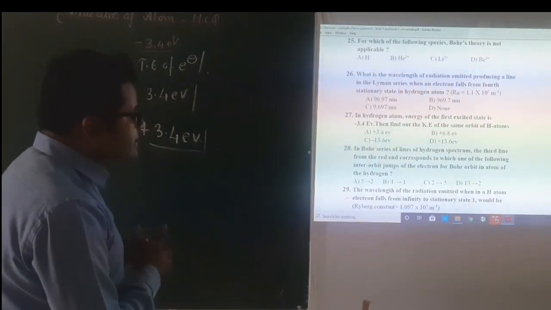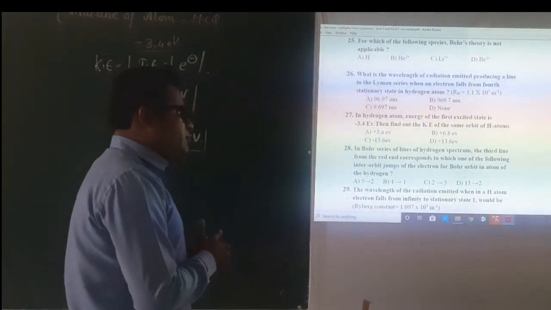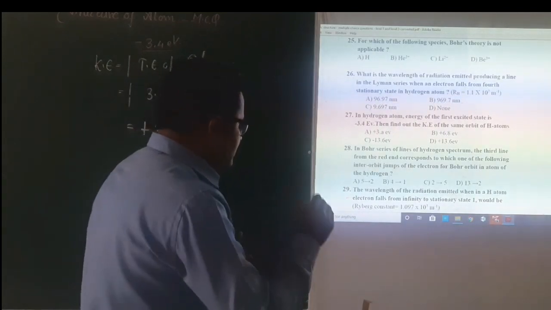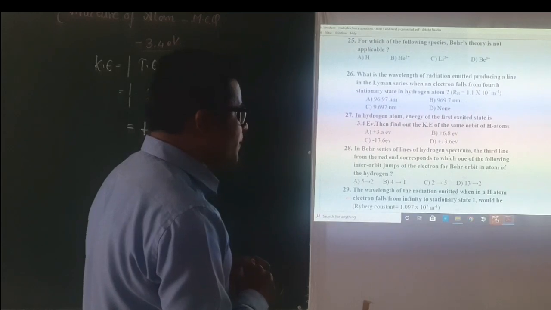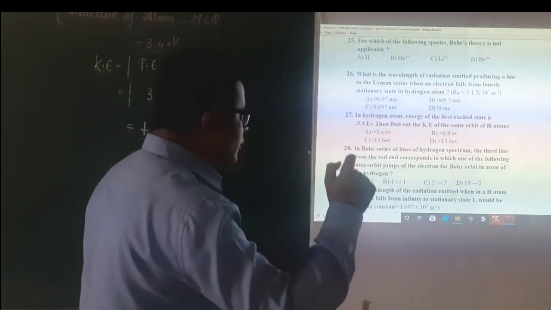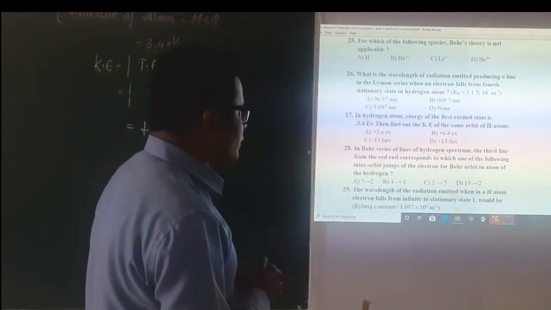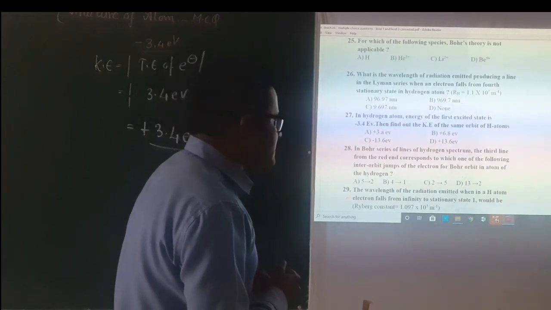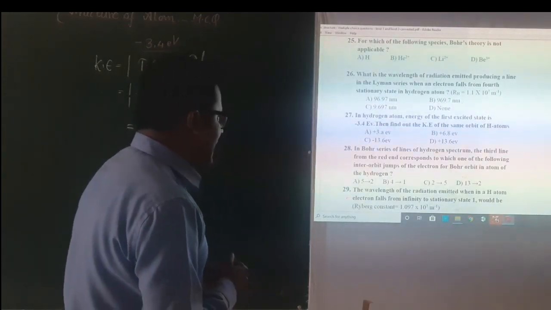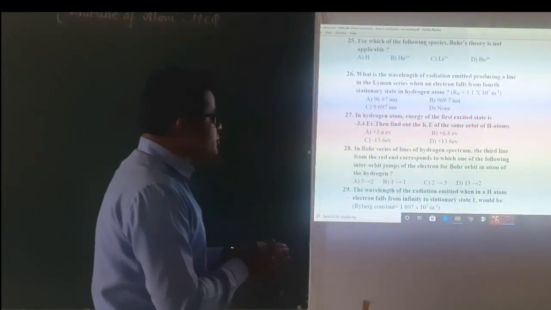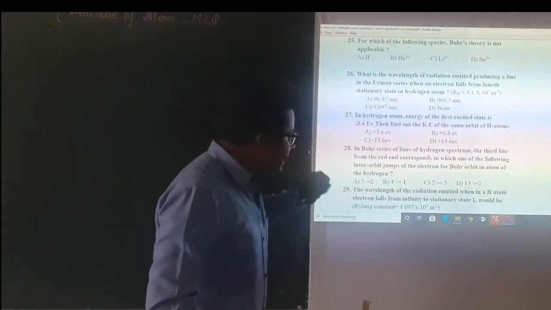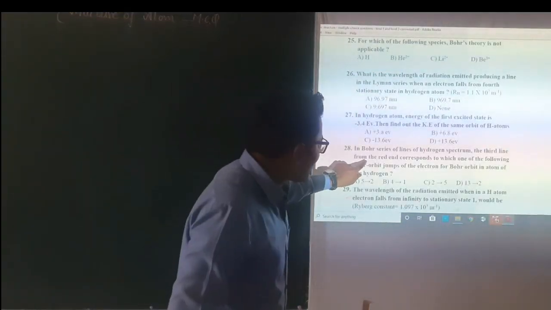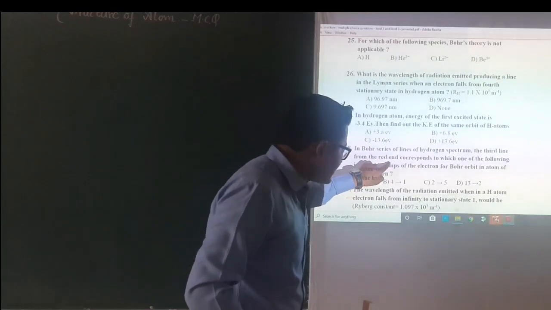Next one, in Bohr series of lines of hydrogen spectrum, the third line from the red end corresponds to which of the following inter-orbit jump of electron for the Bohr orbit in the atom of the hydrogen? In order to understand the question, question number 28 in this particular case, first, they are saying that we are going to have the third line from the red end.